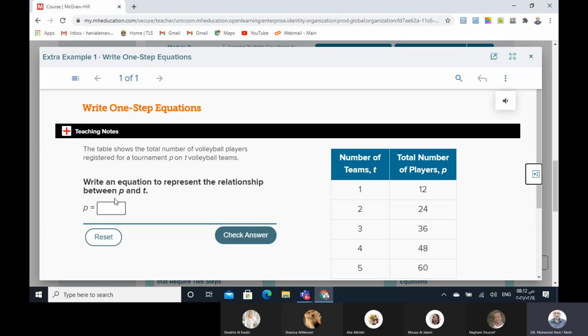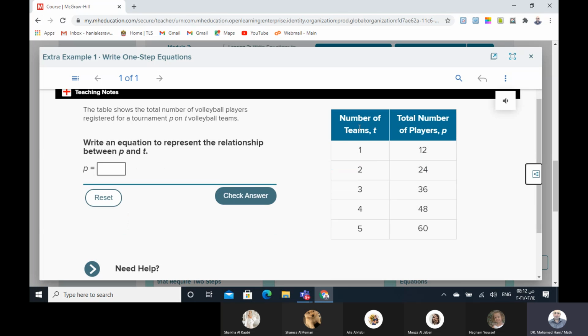The table shows the total number of volleyball players registered for a tournament, B, based on the number of volleyball teams, T. Write an equation to represent the relationship between B and T. Here we have the input and here we have the output. The input here is the number of teams T. The output here is the total number of players B.